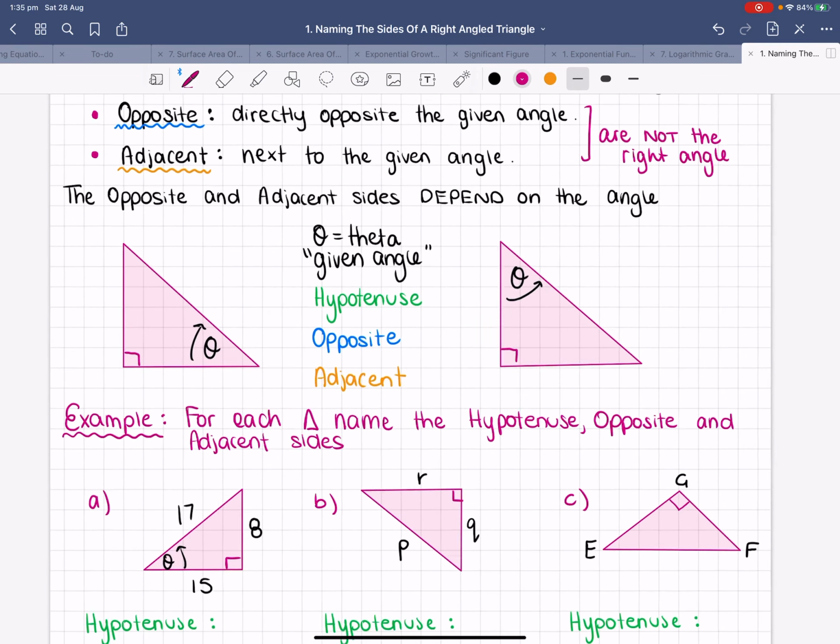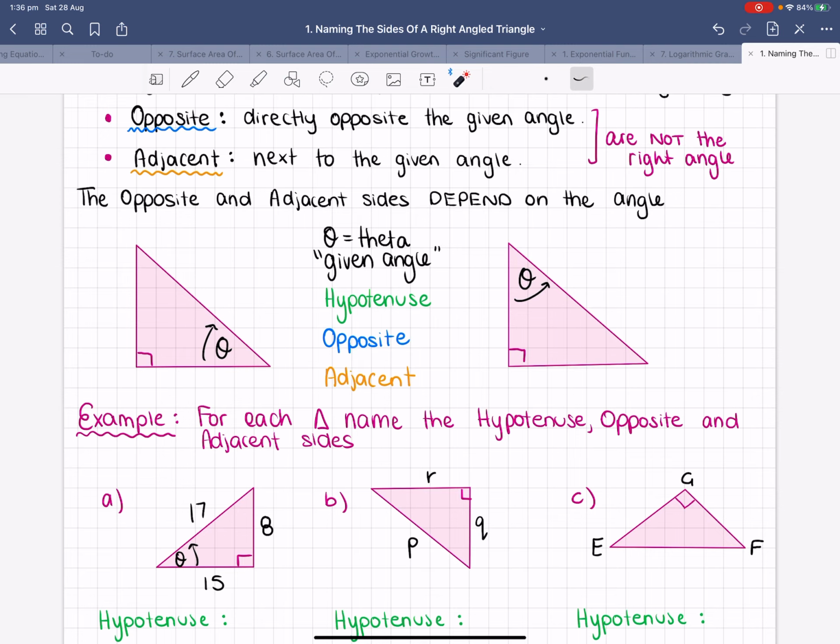So, here we've got 2 triangles, right? One where we're talking about the given angle being down here and the other one in the opposite corner. So obviously we've got 3 angles in a triangle. One's a right angle in both of them, so that's 90 degrees. And then we've got the other 2. Now for both of these triangles, this symbol is theta, which represents the given angle that we're talking about. So if we're going to label these 3 sides on our triangle, they're going to be different for each triangle because of the given angle.